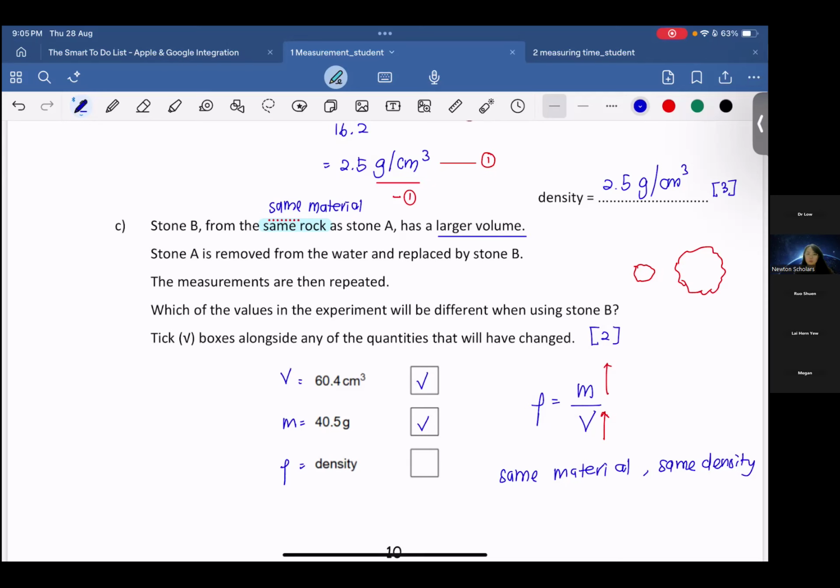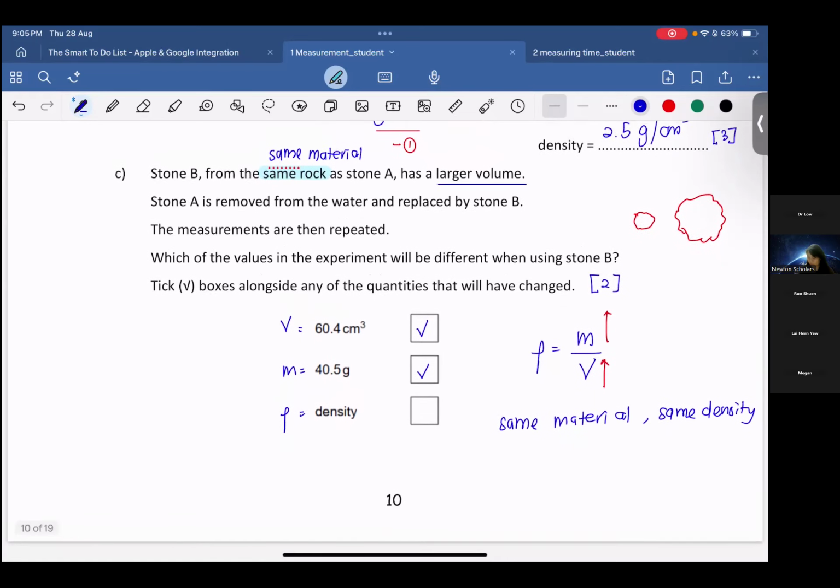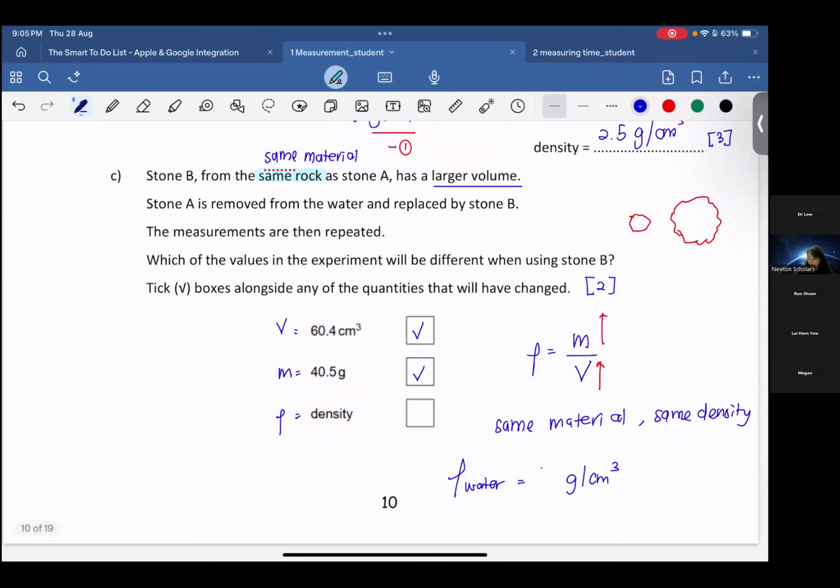Okay, do you guys know what is the density for water? Any of you know what is the density for water? How many gram per cm cube? Guess. If you don't know, you may guess. How about water? Yes, correct. You know that. 1.0.